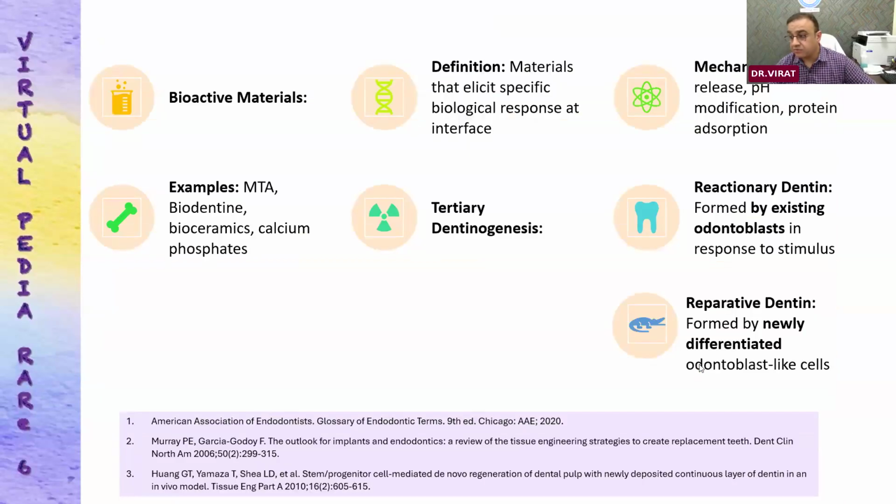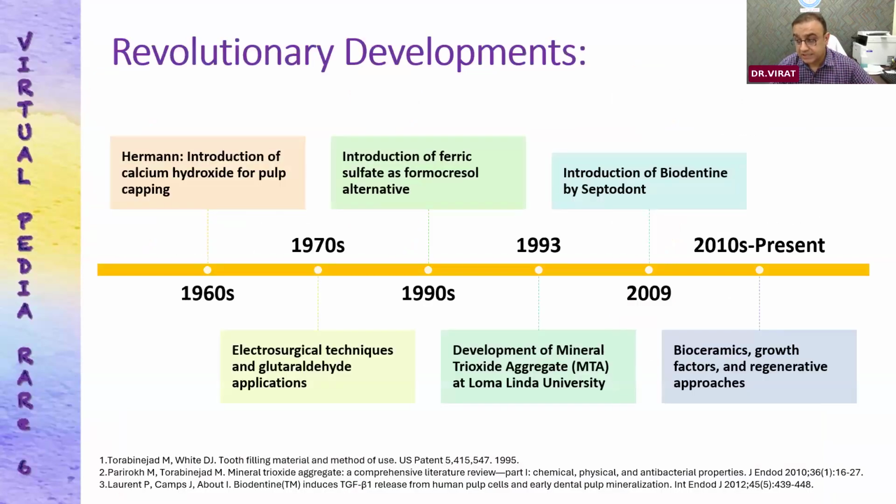These bioactive materials such as MTA and Biodentine elicit a biological dentin response, and through calcium and phosphate ion release, raise in pH level and protein adsorption. Two types of dentin formation occur. First is reactionary dentin, which is formed by existing odontoblasts, and then is reparative dentin, which is formed by newly differentiated odontoblast-like cells.